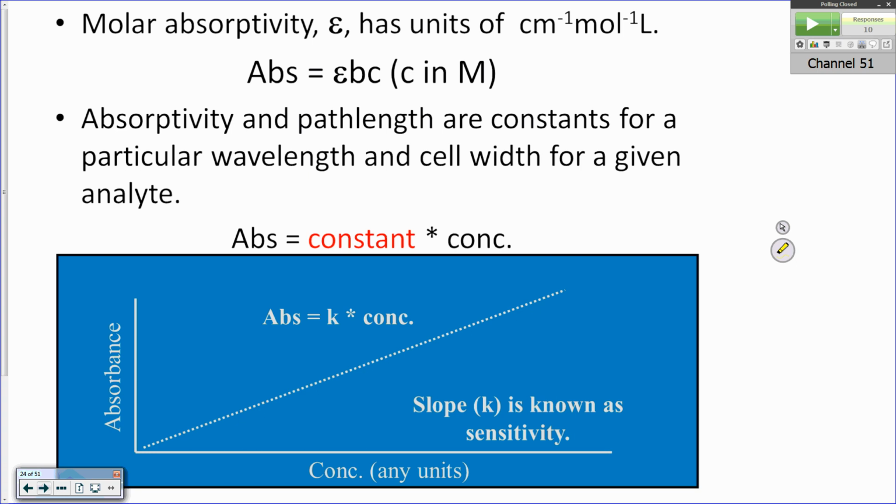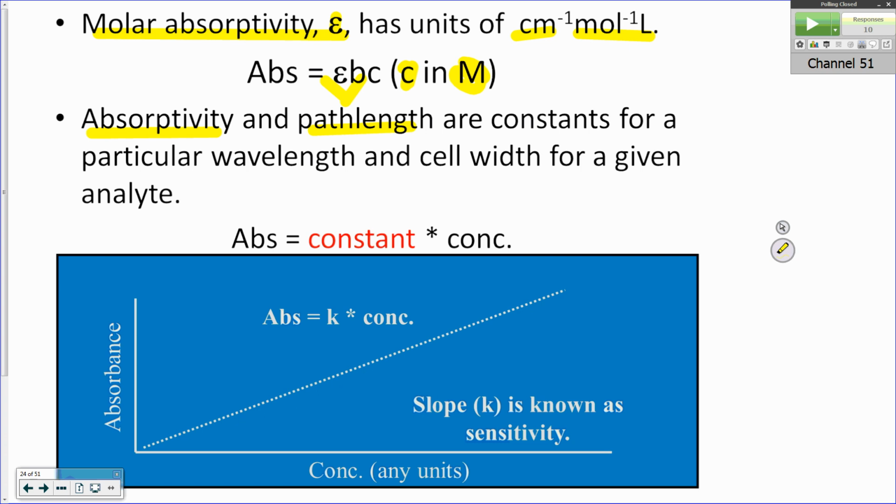Right. The most common form of absorptivity we use is molar absorptivity, and we give that one the name epsilon. It has units of inverse centimeters, inverse molar, with the concentration given in molarity and path length in centimeters. A key thing about it is, as long as I keep the wavelength fixed, the absorptivity is the same and the path length is the same, so I've got a linear relationship. If I'm not changing the wavelength or the cuvette, those two things are constants.